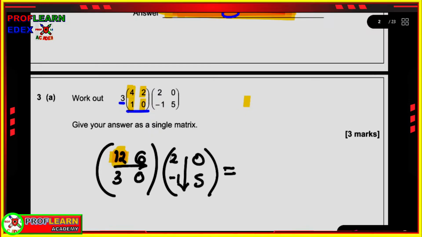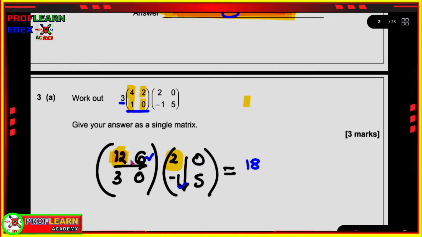this one multiplied by this one plus this one multiplied by this one. So this is going to be 12 times 2, 24. 12 times 2 is going to be 24, plus negative 6 is going to be 18 there.